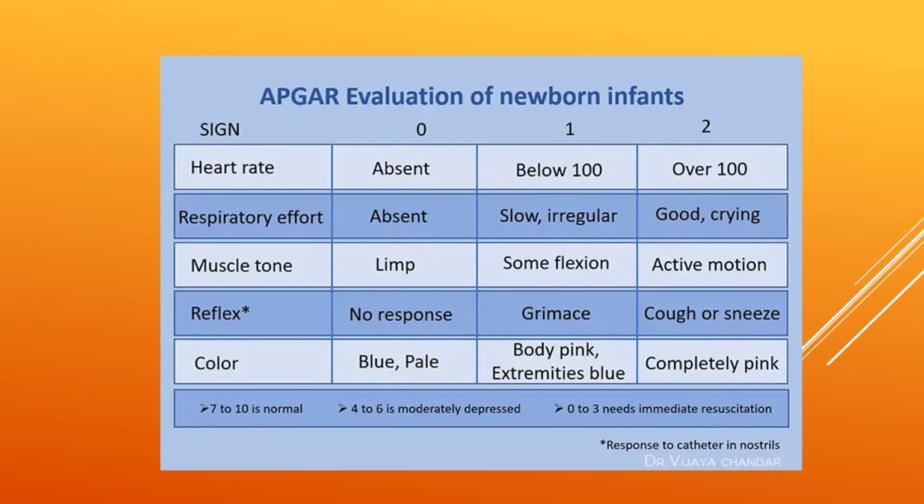Then reflex, no response means 0. Grimace means when we are inserting the suction tube, during that time the baby reacts, so at that time give 1 point. Then cough and sneeze, the baby is having a good cough and sneeze when we are putting oral and nasopharynx suction. Then color, blue pale means 0, the body pink and extremities blue means 1, then completely pink means 2.